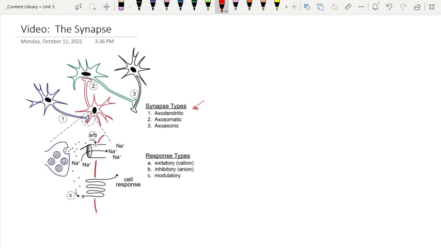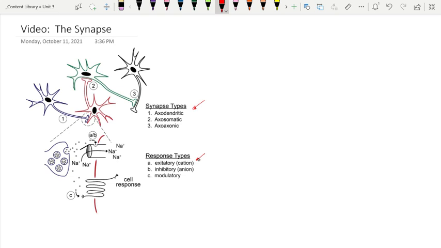And then, of course, when we think about response types, down here, we can break this down into three different types, right? It could be an excitatory response. It could be an inhibitory response. Or it could be a modulatory response, where we're just trying to fine-tune the system. And in that case, we might not be using a ligand-gated channel like we see above, where sodium's coming into the cell, but we might be using a G-protein coupled receptor.